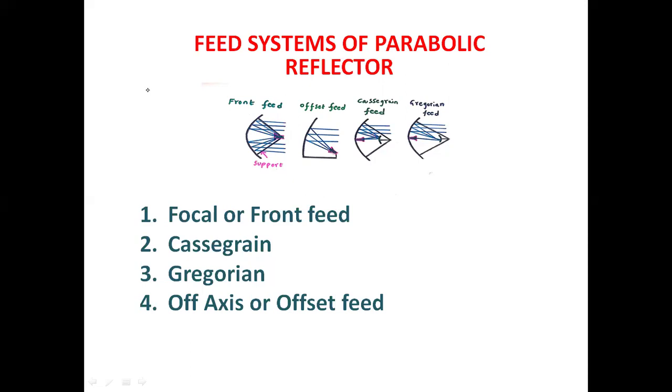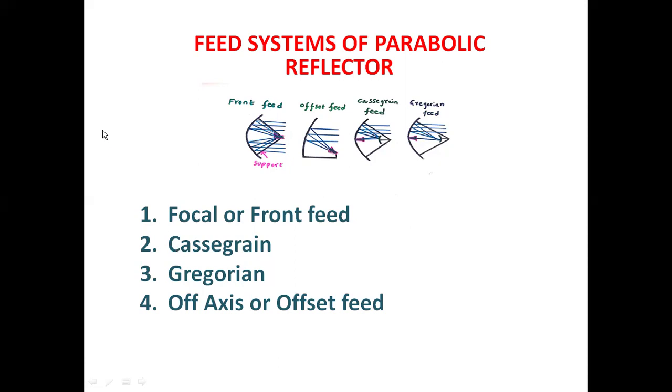Hi viewers, in today's class I am going to discuss the feed systems of parabolic reflector antenna. Basically there are four types of feed systems for parabolic reflector. Out of these four, the Cassegrain is the most popularly used type of feed system. We will discuss them one by one, and we will also concentrate on their pros and cons.